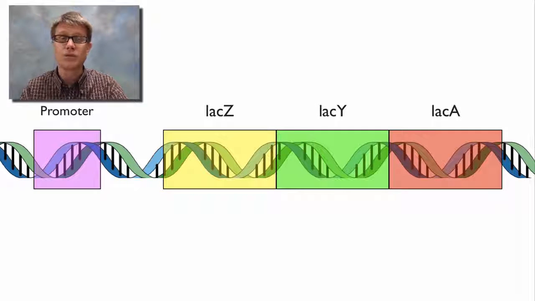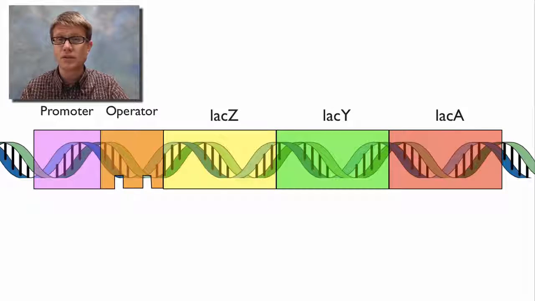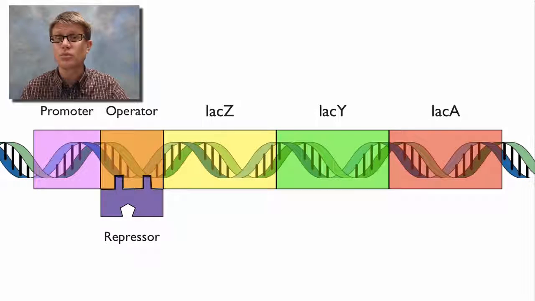What else do we have? Well, we've got the promoter. The promoter is the region of the DNA where the RNA polymerase can grab onto the DNA. We also have an operator, and think of that like an on-off switch that's going to turn the operon on or off. And then the last thing we have is a repressor. And so this is a lac operon. It's PROG: promoter, repressor, operator, and then all of the genes.